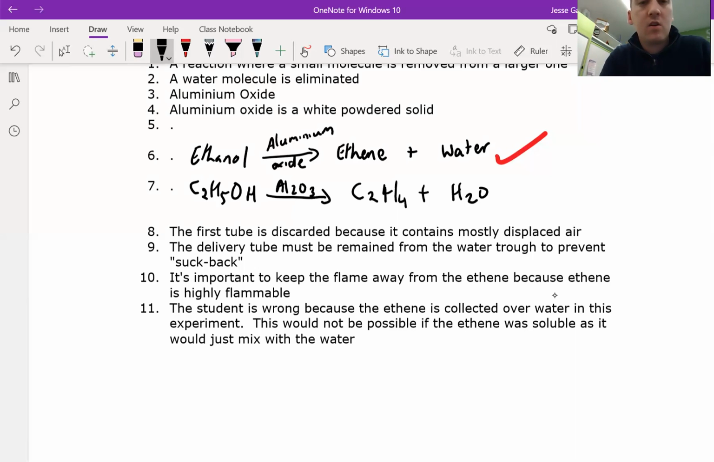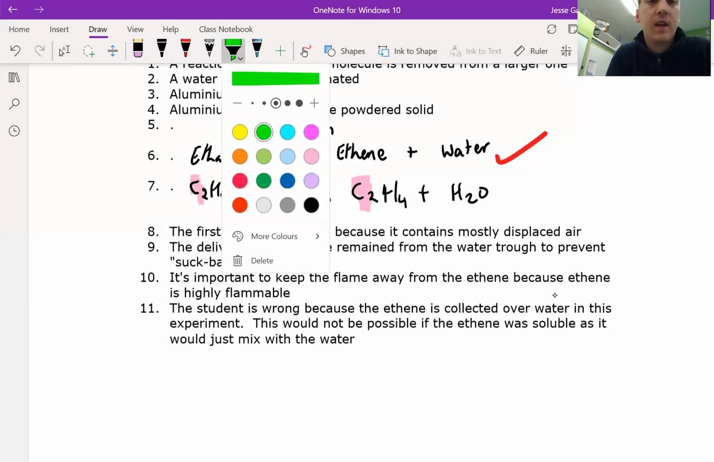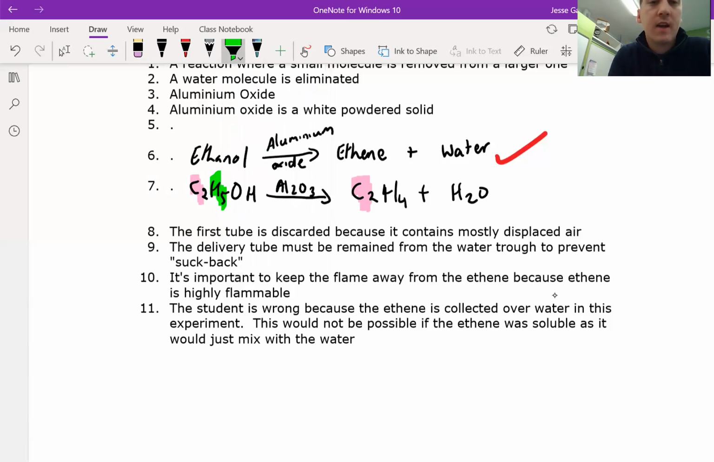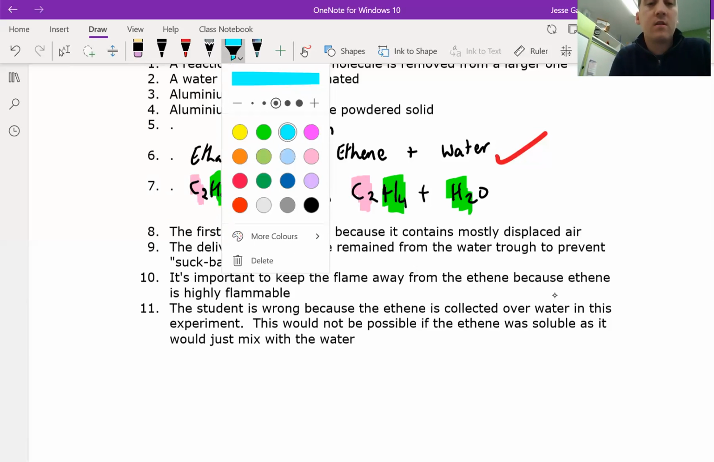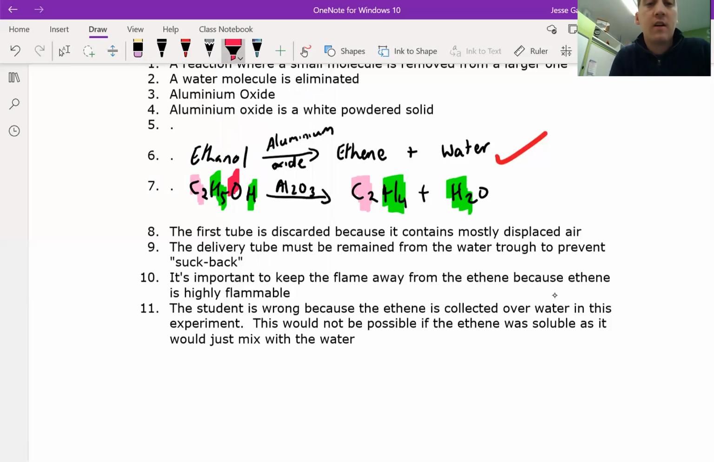Well, I'm seeing 2 carbons here, C2, and I'm seeing 2 carbons here. That's good. They're balanced. I'm seeing 5 hydrogens here and another one here. That's 6. I'm seeing 4 and 2 is 6. That's good. And I'm seeing a single oxygen atom here, and I'm seeing a single oxygen atom here. So in fact, that's actually already balanced for us. So C2H5OH gives you C2H4 plus H2O. Well done if you got that right.